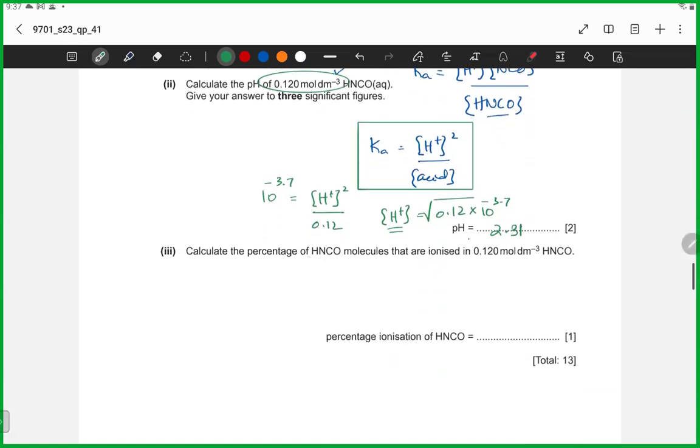The next thing is he's asking for the percentage of HNCO that is ionized, right? So HNCO concentration was 0.12 mole per dm cube. When it got ionized, how much H plus did it produce? Well, we just calculated it. What was the value before taking the pH? What was the H plus concentration?